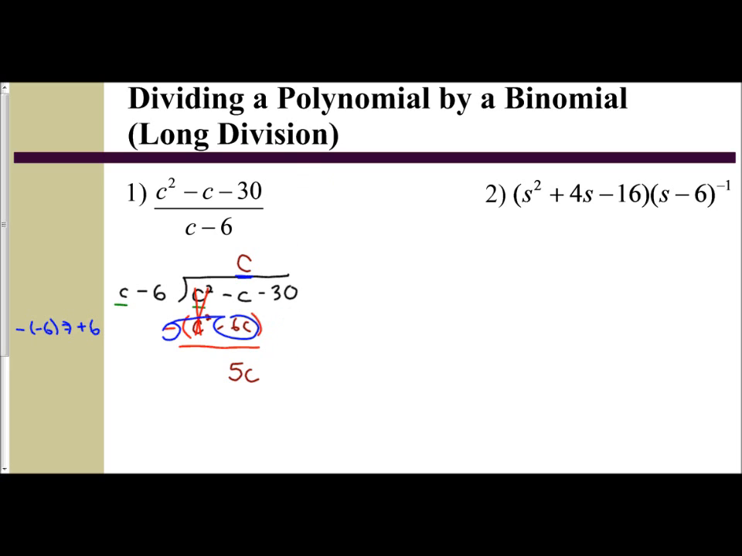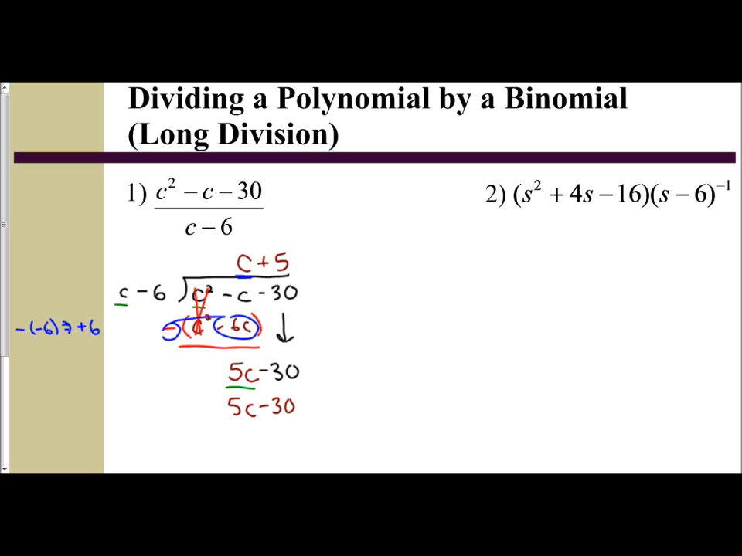And so now I drop down my negative 30. And I do the same idea I did before. The whole purpose is to eliminate the largest term like I did here. So I want to eliminate the 5c. So what do I multiply c by to get 5c? And that would be a positive 5. And I distribute: 5 times c is 5c. 5 times negative 6 is negative 30.